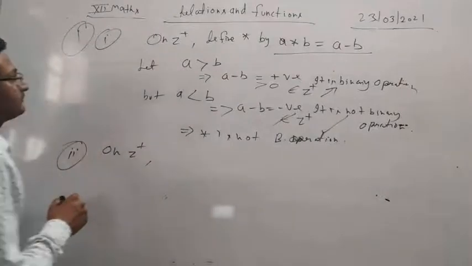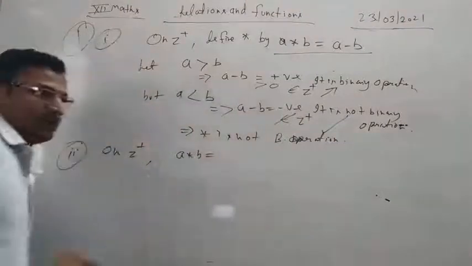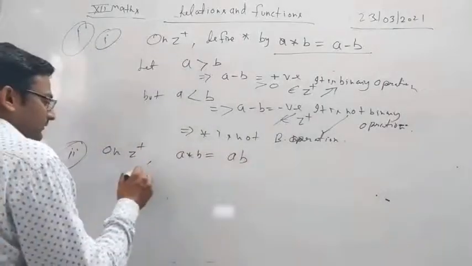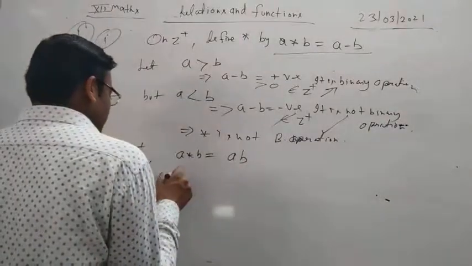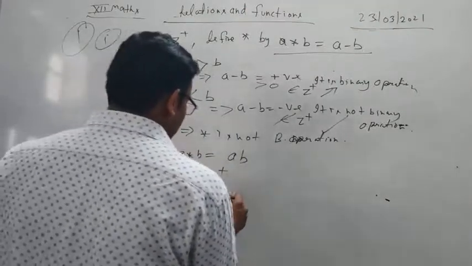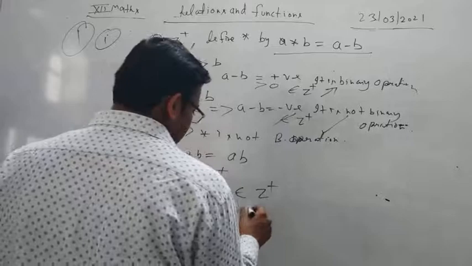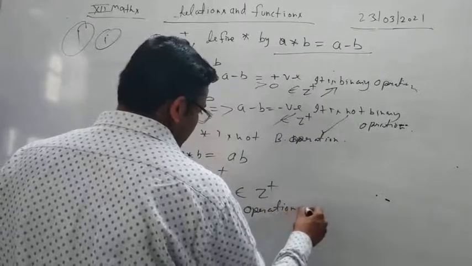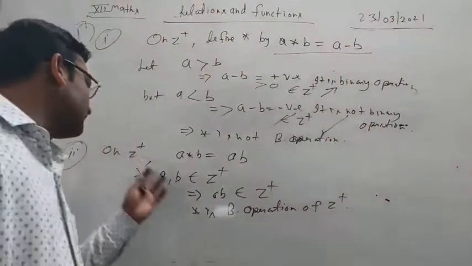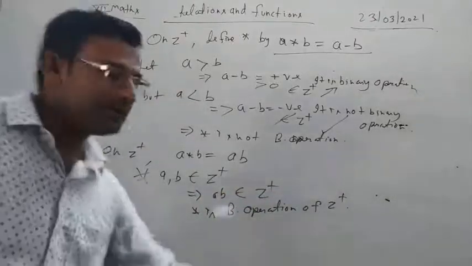Okay. Now the second part we are seeing on Z plus, defined by A star B is equal to AB. So students, for all A and B belonging to Z plus, we see that AB also belongs to Z plus. So star is a binary operation on Z plus. If we take any two positive values, the multiplication of these two will also be a positive value and it belongs to Z plus.